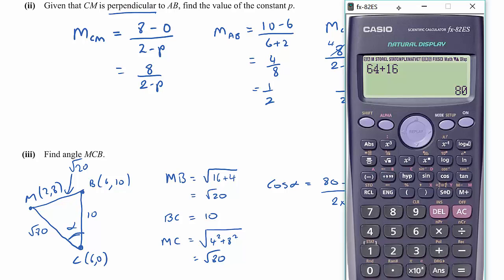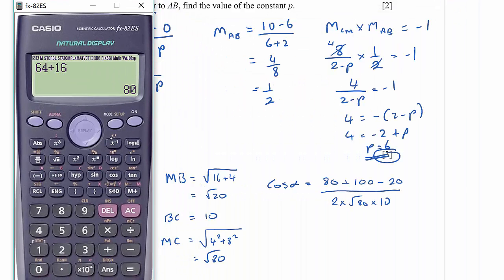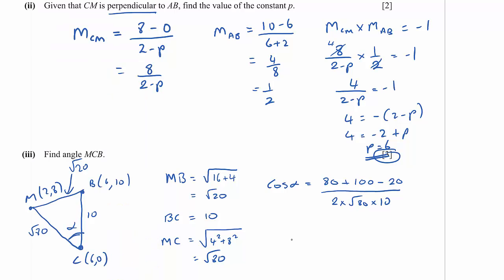So let's calculate that. Let's just first of all make sure that we're in degrees. And then we're going to want the inverse cosine of, so that'll be 160 on the top altogether, and on the bottom we have got 2 times the square root of 80 multiplied by 10, and that is going to give me 26.6 degrees.